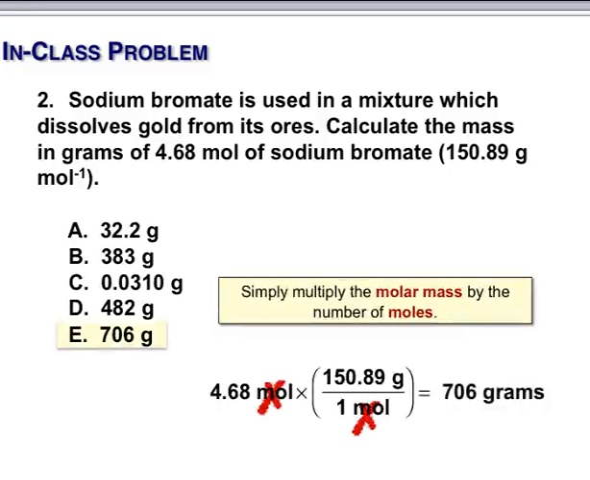You know how much 1 mole weighs. 4.68 is simply 4.68 times that. Now, isn't that so nice and simple? Yes.